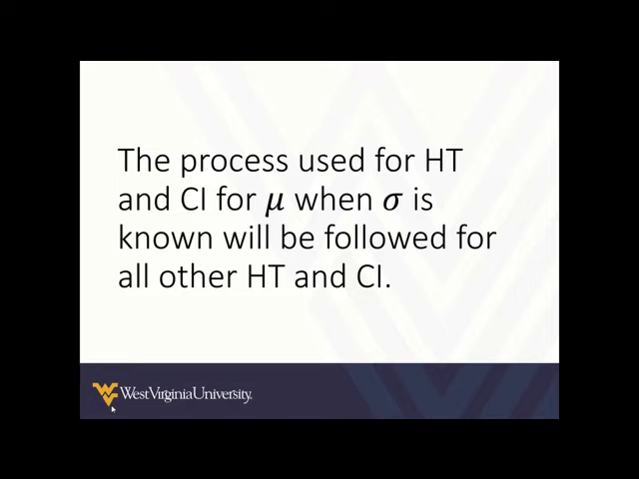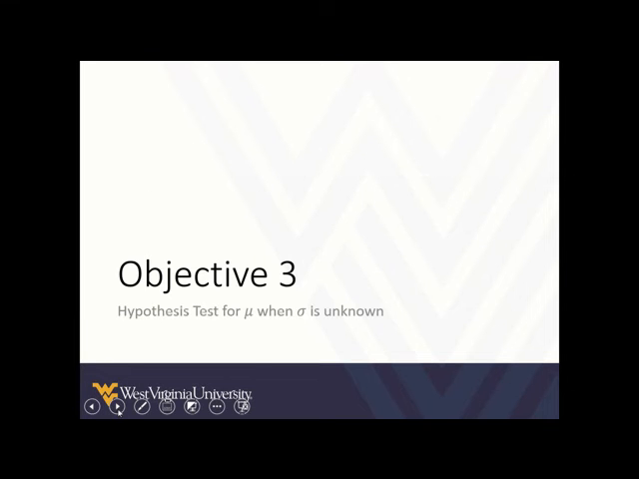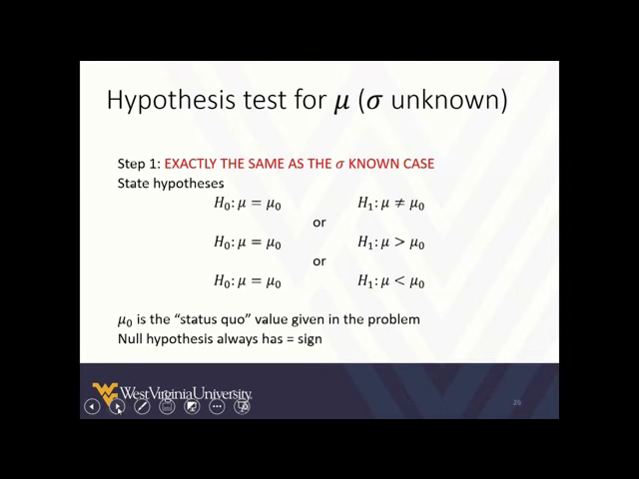Really, the only differences that we see are in the null hypothesis. Our parameters might be different. If we're working with the population proportion, then it's a p. If it's standard deviation or sigma or variance, then it is sigma or sigma squared. And then we might be comparing to different distributions, as we'll see in the next section. We don't always use the z distribution. Sometimes we use the t distribution or chi-square distributions. So this brings us to our third objective, which is the hypothesis test for mu when sigma is unknown.